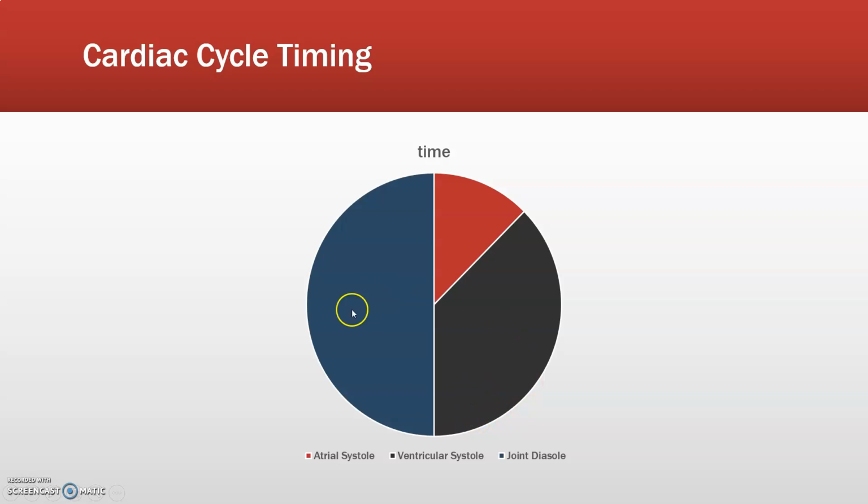During the joint diastole, the valves are open so that the blood can flow between the chambers of the heart and from outside the heart into the heart.